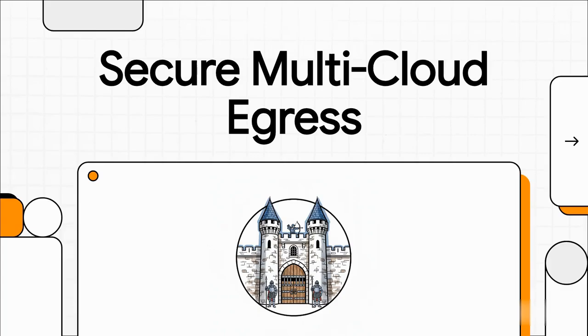Welcome to the Explainer. Today, we are tackling a massive challenge for any cloud architect, and that is how do you get a handle on all the data constantly flowing out of your network? It can feel a bit chaotic, right? Well, let's dive in and make sense of it.